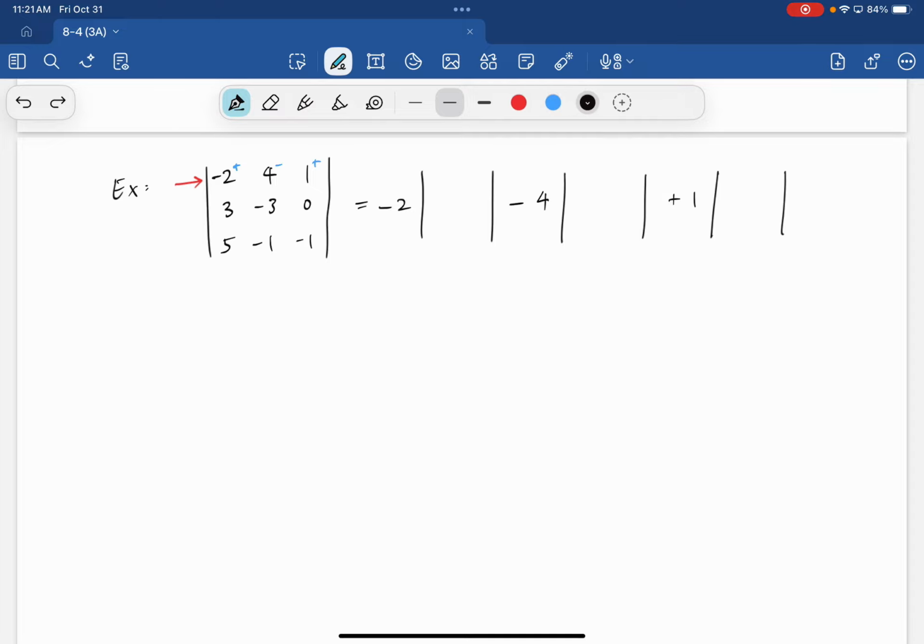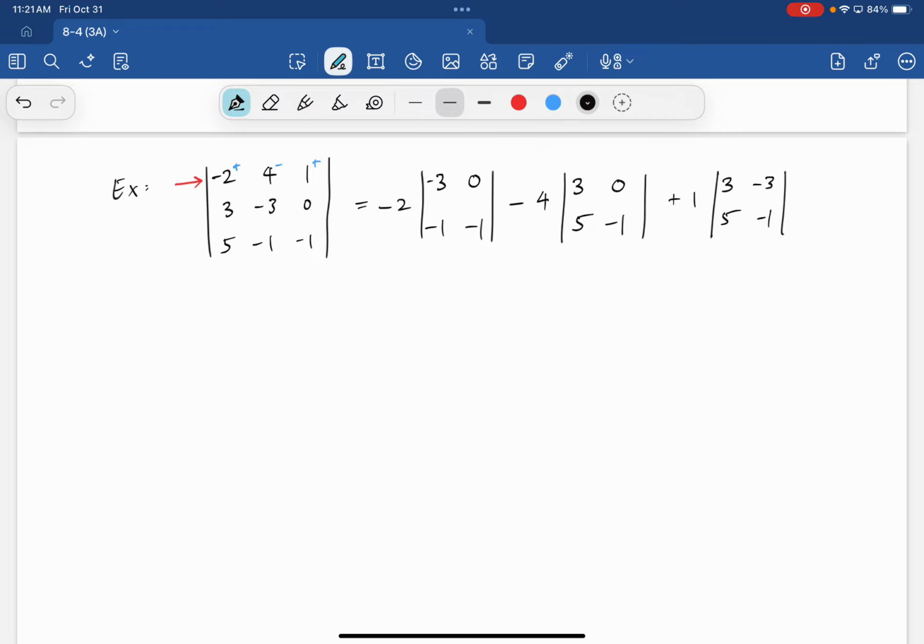Okay, what is the determinant that is multiplied by negative 2? Anybody? Nobody? Very good. And then 4 is 3, 0, 5, minus 1. And then 1 is 3, minus 3, 5, minus 1. Any questions?